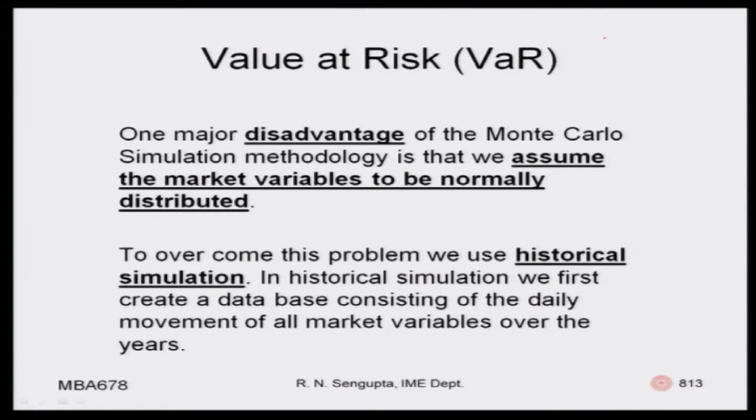One major disadvantage of Monte Carlo simulation method is that we assume the market variable to be normally distributed, which may not be true. To overcome this problem, we use historical simulation, that means you have the past data and we try to basically do bootstrapping in order to estimate that. In historical simulation, we first create a database consisting of the daily movement of all the market variables over the years and then do the simulation values accordingly.